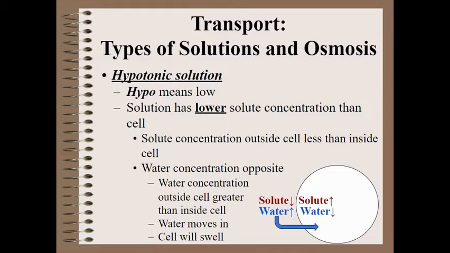So again, if we look at the diagram, knowing that hypotonic means a low solute concentration in the solution, we can put that as our solute outside the cell, which means that our solute inside the cell will be high. We know that water will be opposite. And so if we have low solute in the solution, we have high water concentration in the solution. Opposite, we have low water concentration in the cell. And knowing osmosis, we'll have water move from high to low concentration. Water will move into the cell, which will cause the cell to swell.